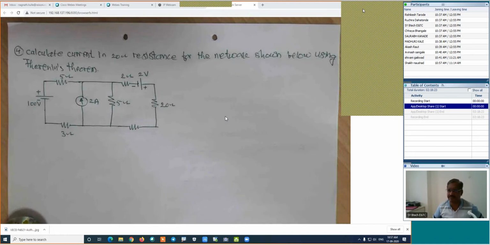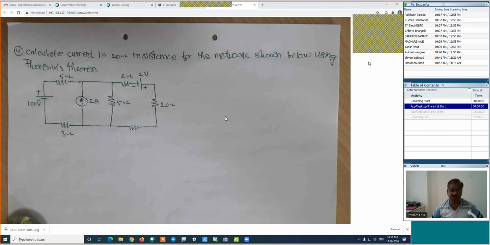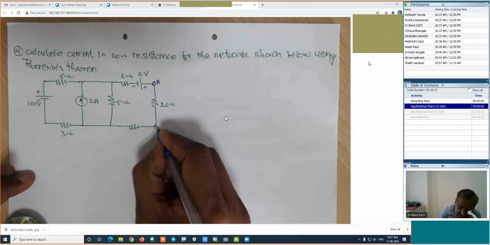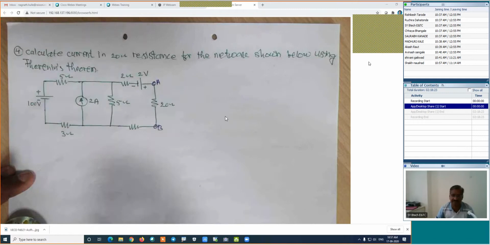Now this is the given problem, and in this particular problem we are interested in the calculation of current in 20 ohm resistance for the network shown below using Thevenin's theorem. So we want to use Thevenin's theorem here for the calculation of the current in 20 ohm resistance. What is the load? This is A point and this is B point, and this is our load resistance.